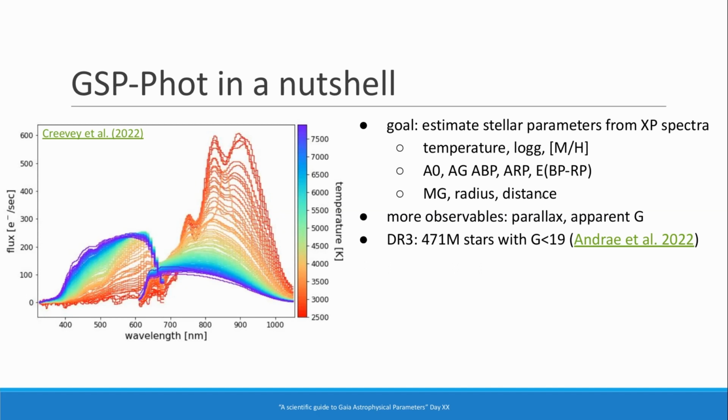GSPPhot doesn't only use the XP spectra for that. Of course, the XP spectra are the main thing that GSPPhot relies on, but GSPPhot also uses the parallax and the apparent G-band magnitude, as I will explain in a minute. In data release 3, GSPPhot has published results for 470 million stars, brighter than 19th magnitude. And usually you get several results per star.